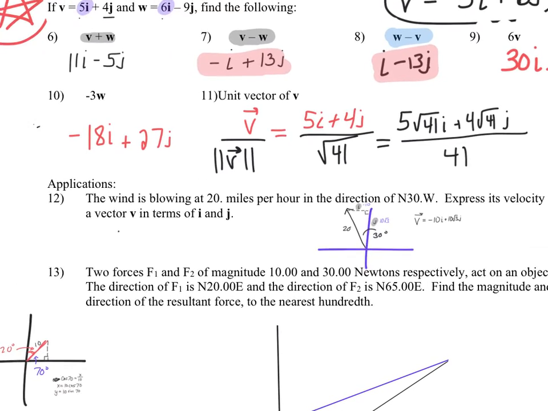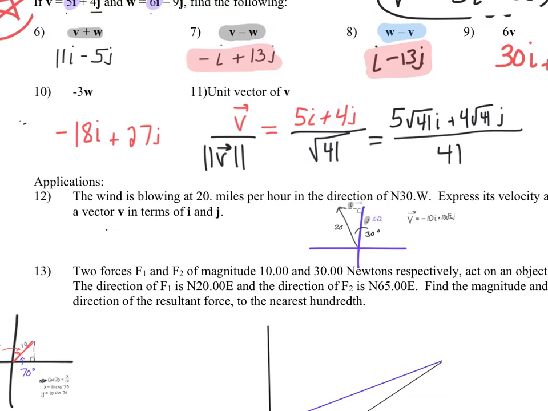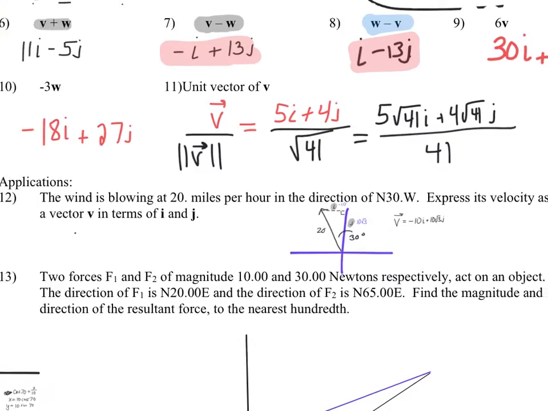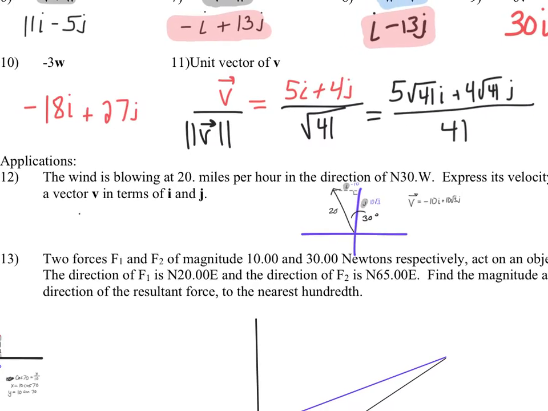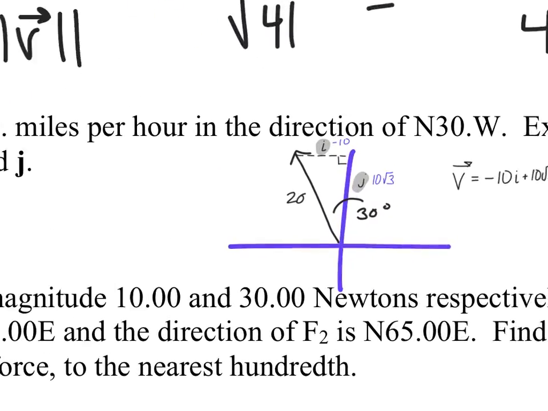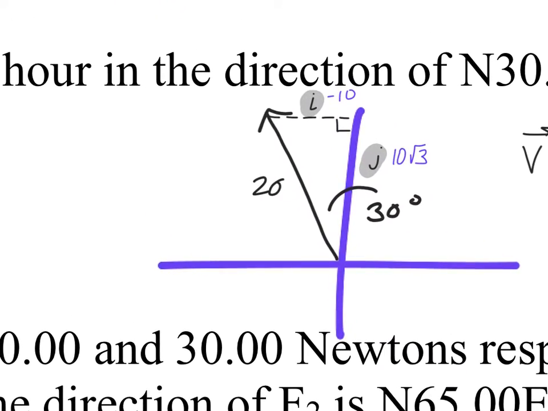So here, there's a couple application problems. On number 12, they tell us that the wind is blowing at 20 miles per hour in the direction 30 degrees west of north. And we want to express this velocity as a vector in terms of i and j. So what I've done here is I've drawn a diagram. We have 30 degrees west of north represents this angle in here.